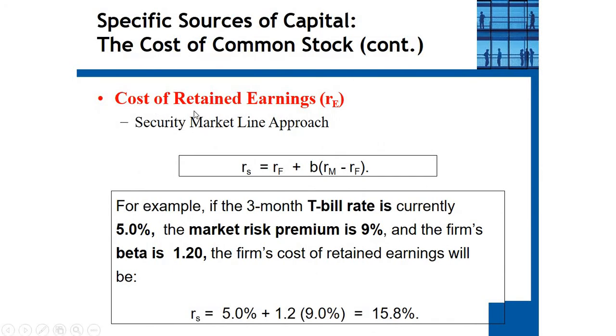Now we can also find the cost of retained earnings using the capital asset pricing model. For example, the 3-month treasury bill rate is currently 5%, the market risk premium is 9%, and the firm's beta is 1.10. Based on the capital asset pricing model, the firm's cost of retained earnings is 15.8%. So 5% is the risk-free rate, 1.10 is the beta of this stock, and 9% is the market risk premium. So the result is 15.8%.